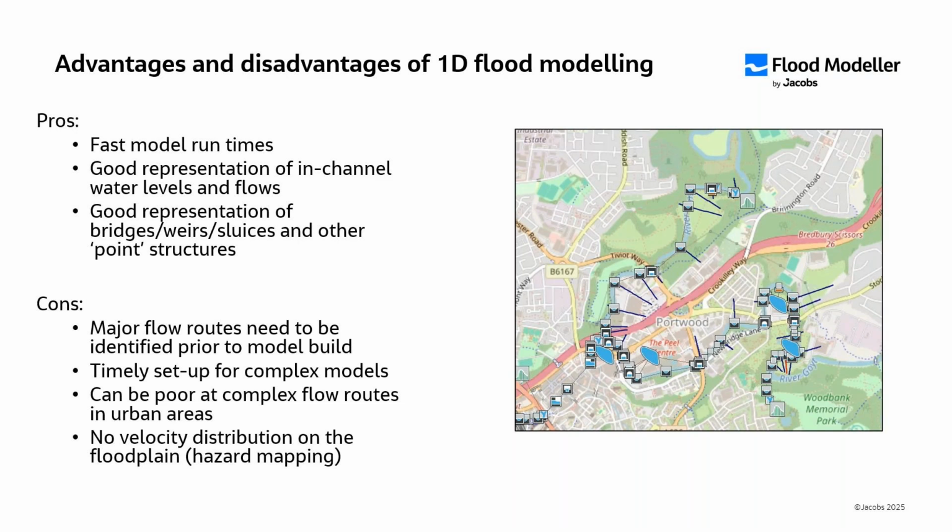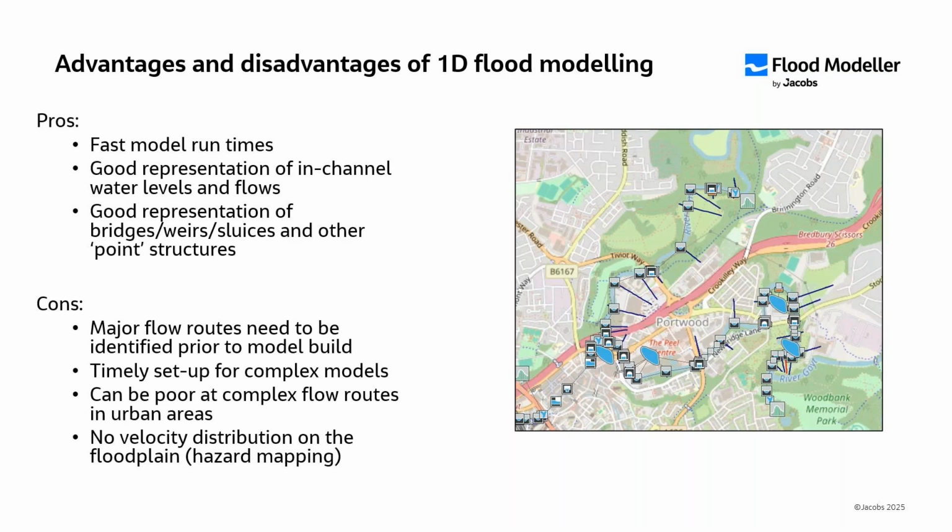And also with 1D flood models, we don't get a distribution of velocity in the floodplain or hazard mapping, which can be really useful to inform some of those flood risk management activities that we spoke about before. And the final one I want to touch upon is that to get flood mapping and flood extents out of 1D models, there's some post-processing required, whereas for 2D modeling, those outputs are typically directly output by the model.